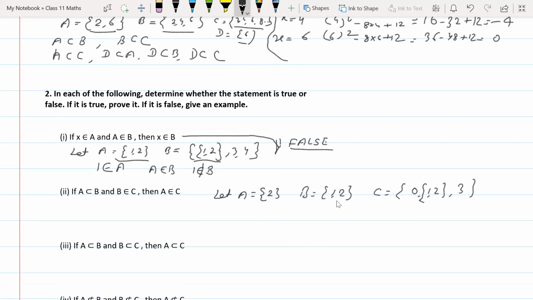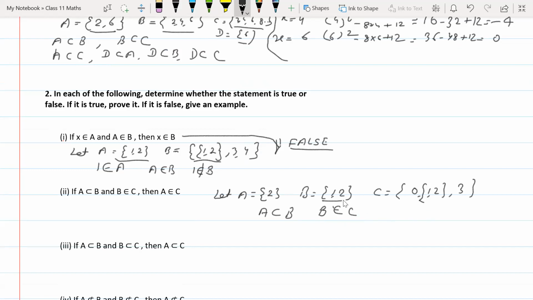A is a subset of B. Is it true? Yes. A is a subset of B because all elements of A consist in B. But B also belongs to C.